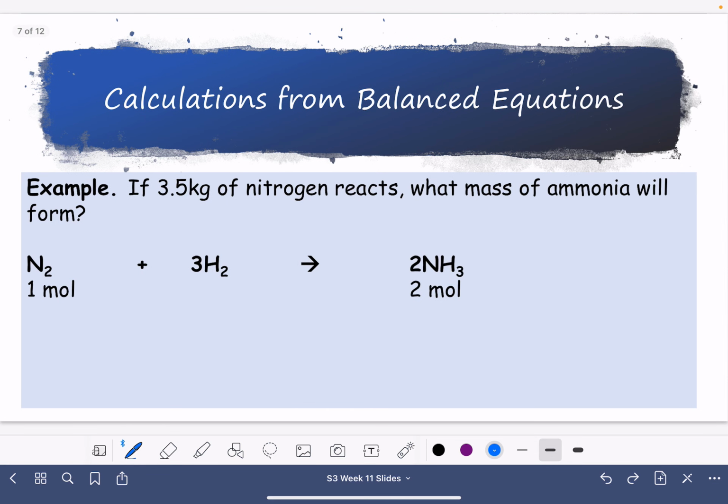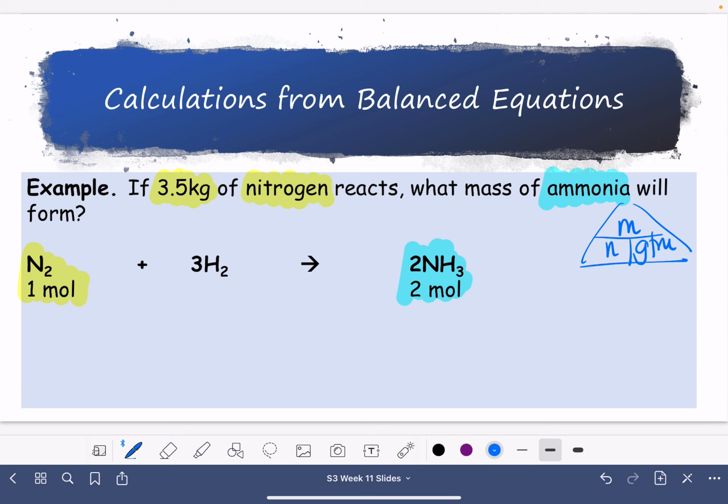Here's another one. Okay, so if 3.5 kilograms of nitrogen reacts, what mass of ammonia will form? Okay, so let's get the highlighter out and work out what the question is asking us. So if 3.5 kilograms of nitrogen, there's the nitrogen here, reacts, what mass of ammonia will form? Here's the ammonia. So we've got the mole ratio, it's 1 to 2. And to work out numbers of moles, we need to have our triangle.